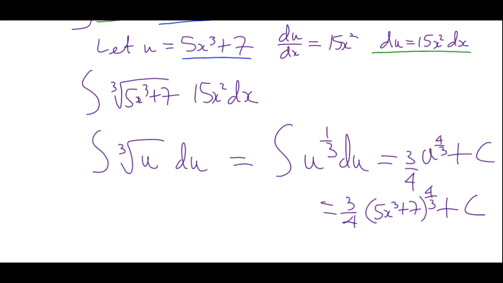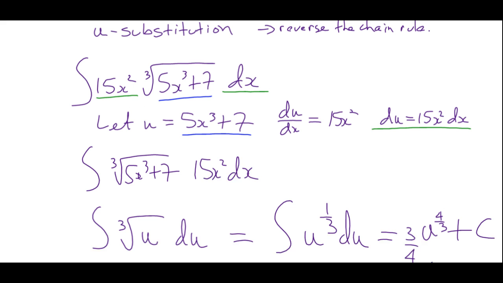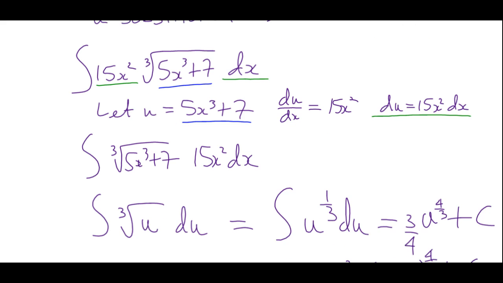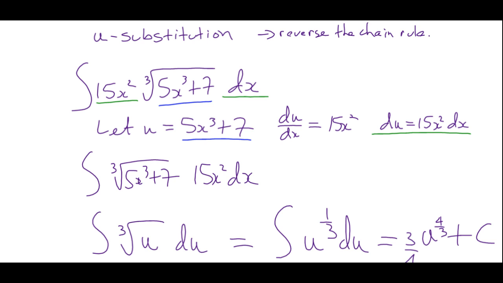Okay, and then we're done. If you take the derivative, 4/3 times 3/4 is 1, 5x cubed plus 7 to the 1/3, subtracting 1, times the derivative of 5x cubed, which is 15x squared, and boom, we got it. So that's the idea behind u substitution.